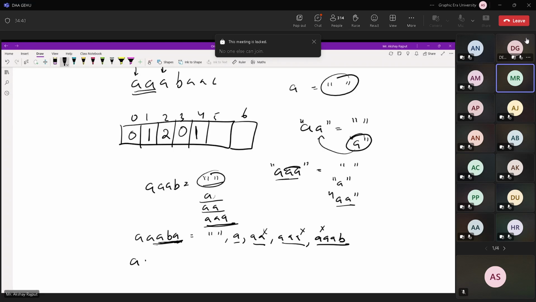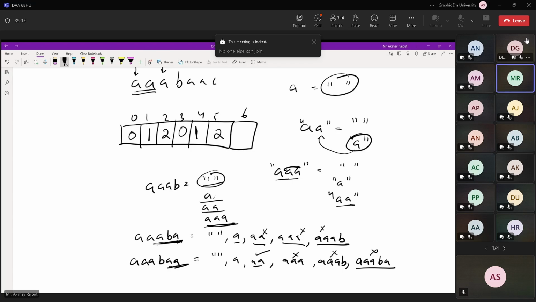Okay. Next is AAABAA. Empty, A, AA, AAA, AAAB, and AAABA. Now, is this a suffix here? No, this is not a suffix. The last five letters are AABAA, so this is not a suffix. This is also not a suffix. This is also not a suffix. This is a suffix. AA is a suffix. So the length of the longest suffix is 2. So we have 2 here.